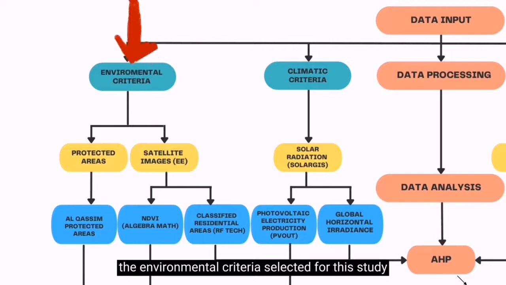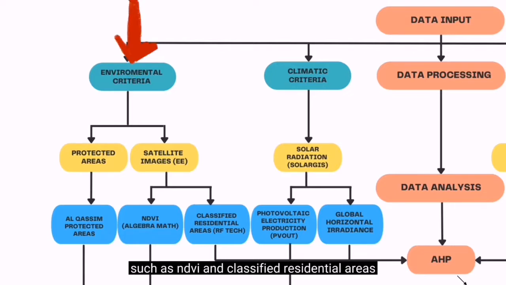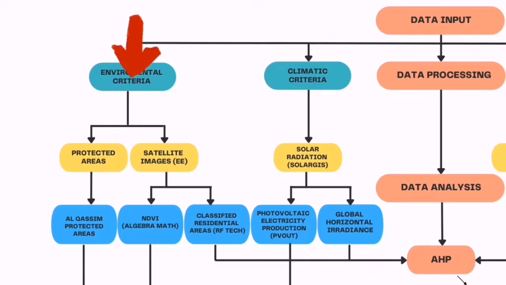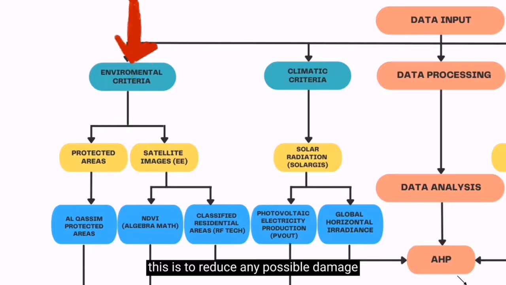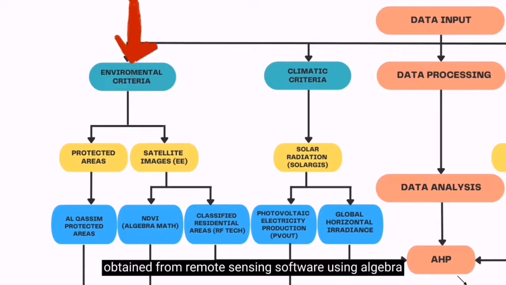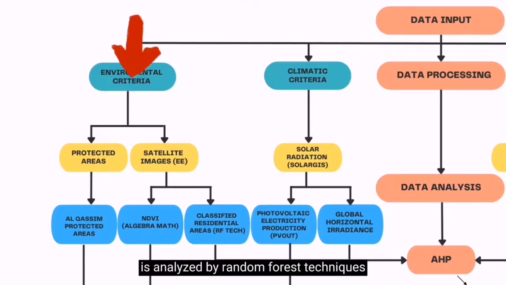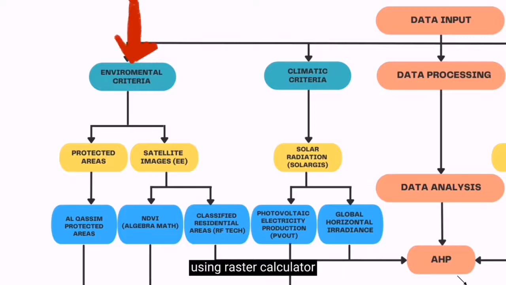The environmental criteria selected for this study were the distances from protected areas and the data extracted from satellite images, which are from Earth Explorer, such as NDVI, and classified residential areas. This is to reduce any possible damage to the environment. The value of NDVI is obtained from remote sensing software using algebra math tools, and classified residential areas is analyzed by random forest techniques using raster calculator.